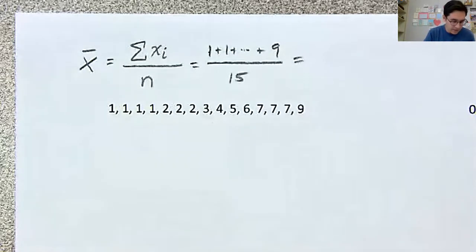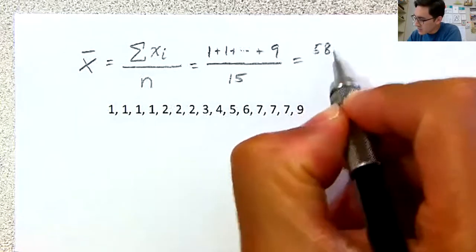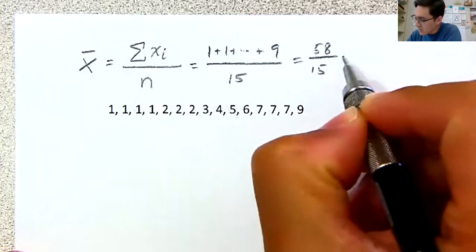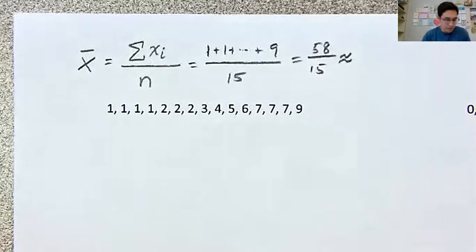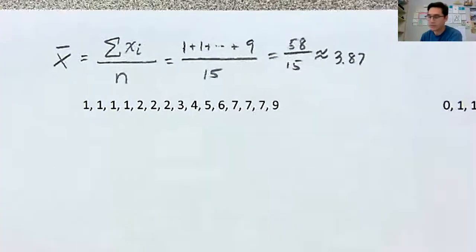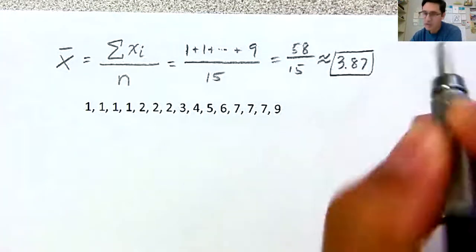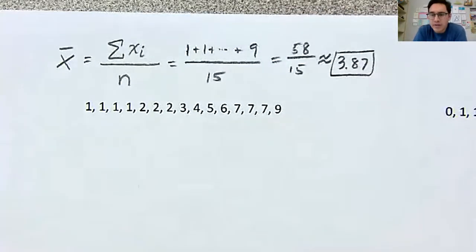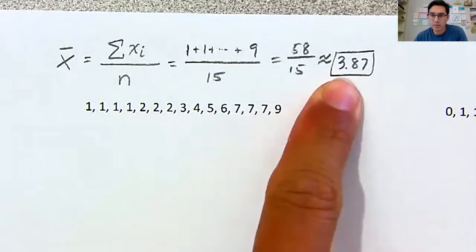Okay, earlier I added these values up and I got 58. And so 58 divided by 15, I'm going to approximate this to 2 decimal places. It would be 3.87. All right. So that's your mean. Sometimes the mean is referred to as the fair share value. So if you were to take the sum of all the data and divide it equally among the number of items you have, this is how much value each item would be worth.